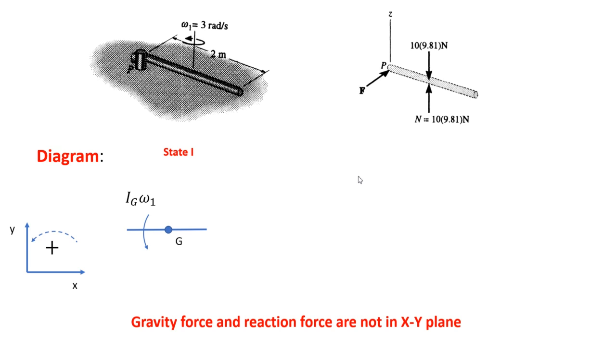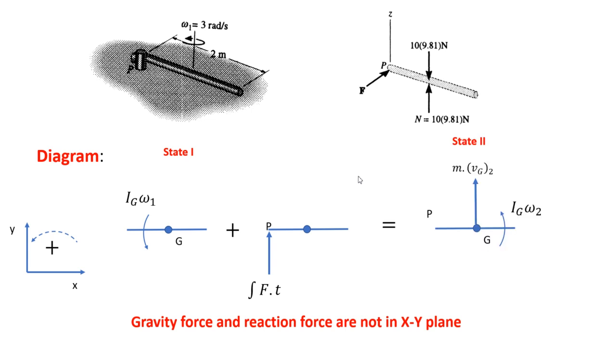So the free body diagram is what we have, but we're going to sketch it once again. The first state is just rotating around the point G, so we have IG omega 1. Then the impulse is going to be a force hitting the point P. Just immediately after that, we are going to have the rotation around the point P.